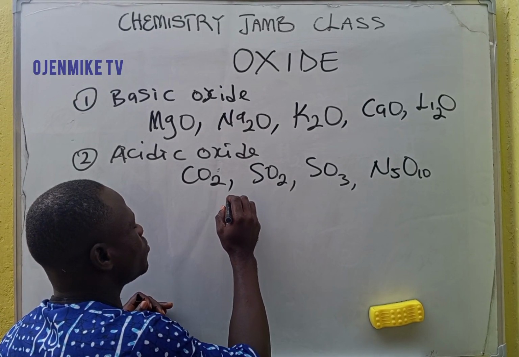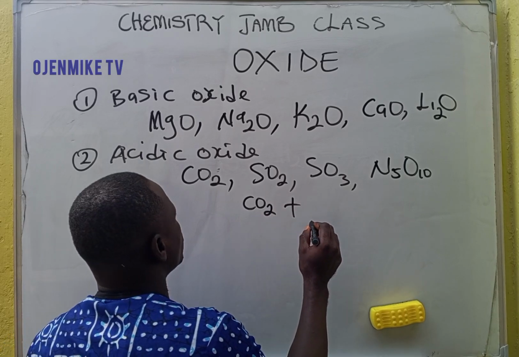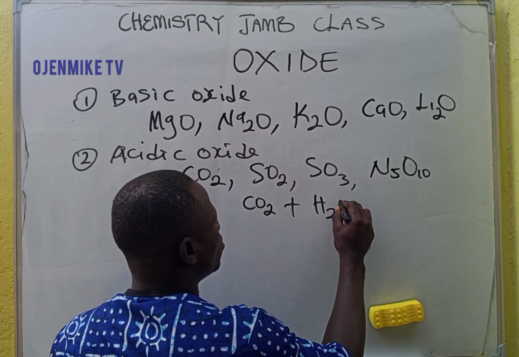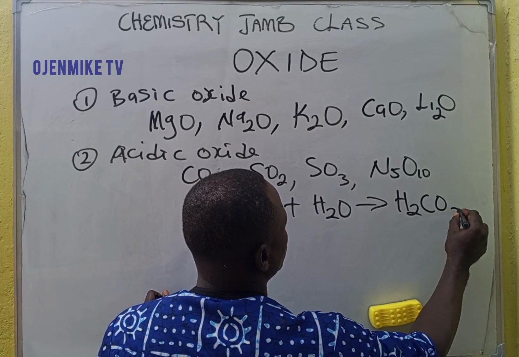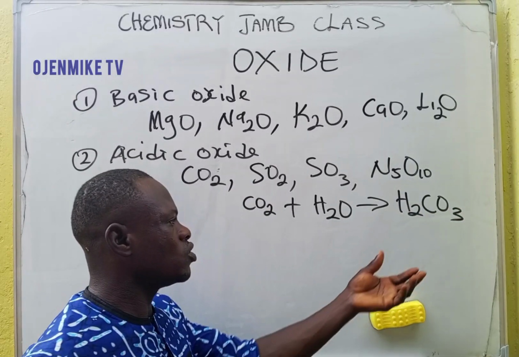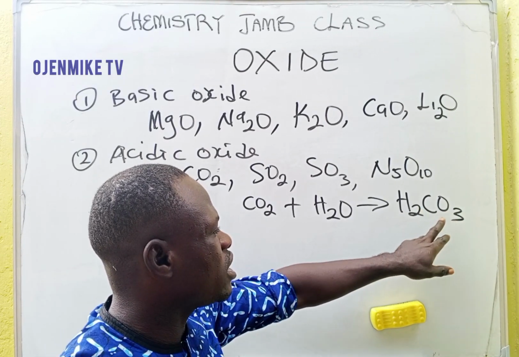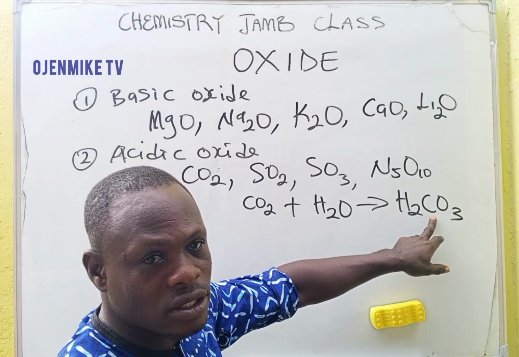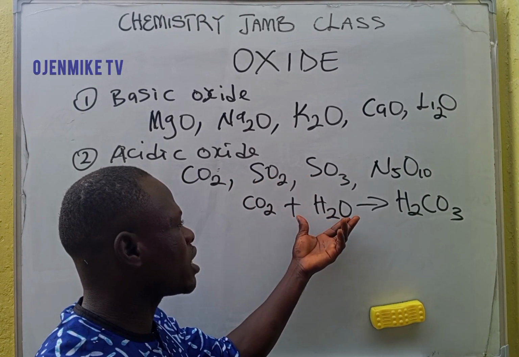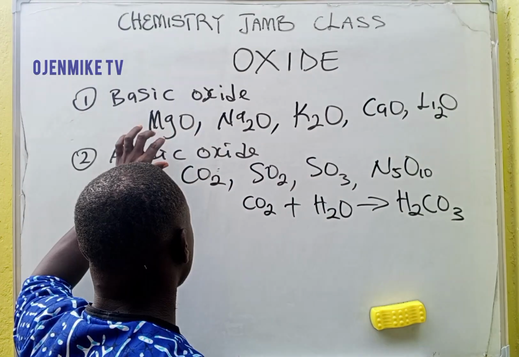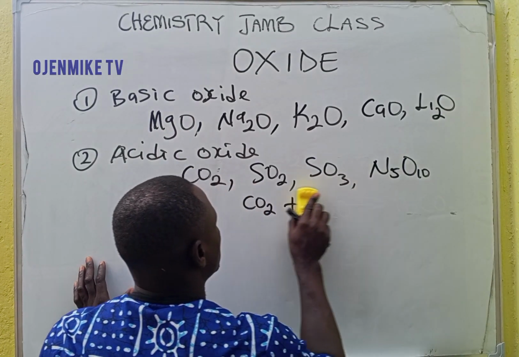For example, we have CO2 plus H2O gives you H2CO3. You get that? So this is a weak acid. So this is an example. When these oxides react with water, they form what we call acid. That is why they are called acidic oxide. You get that? Now let's look at the next one.